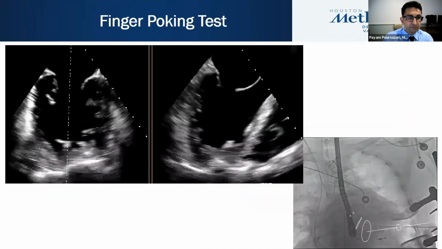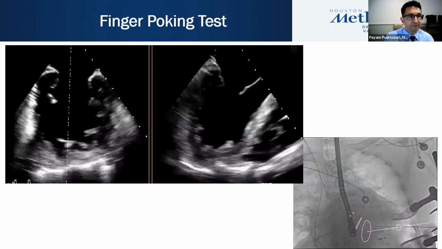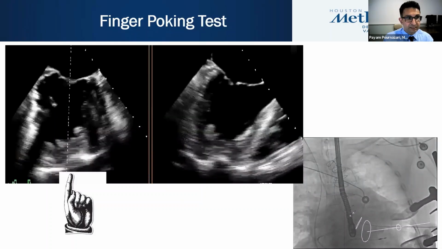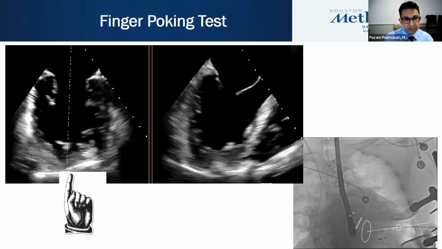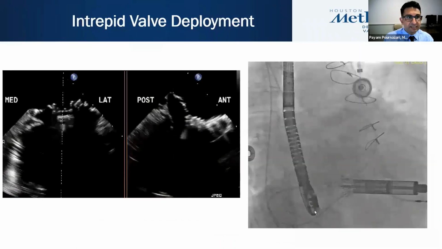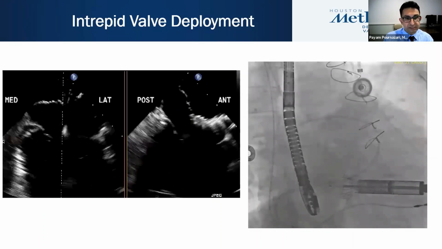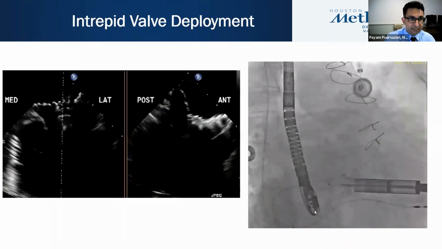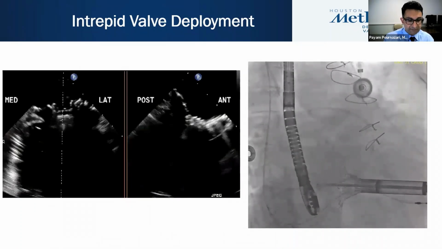The initial approach for transcatheter mitral valve replacement using the Intrepid valve is transapical. You can see the finger poking that happens at the apex, and this is confirmed by the TEE to identify the true apex. And then the valve is advanced to the left atrium and gradually pulled back under TEE visualization. Medial, lateral, posterior, and anterior brims have to be in place before complete valve deployment.